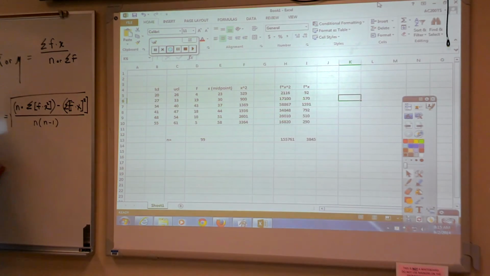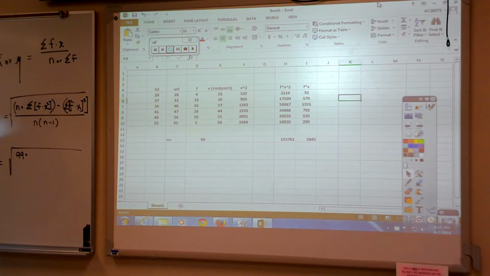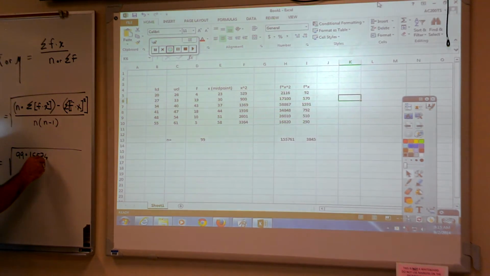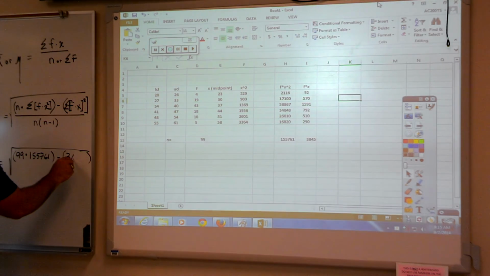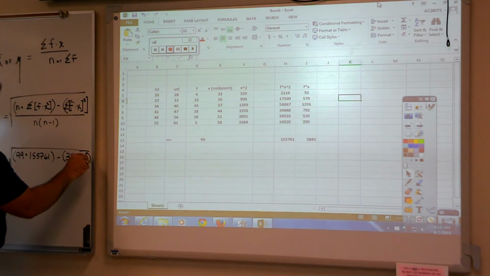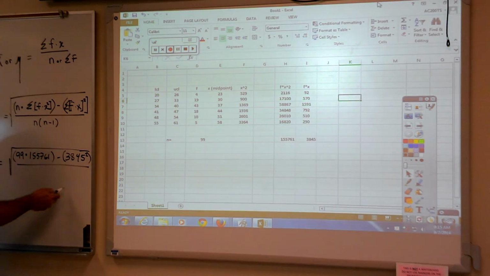S equal to, what's in? Times, what's F times X squared summation? 155,761? Minus, what's F times X summation? 3845. And what do we do to that 3845? Square it. And all that over 99 times 98.